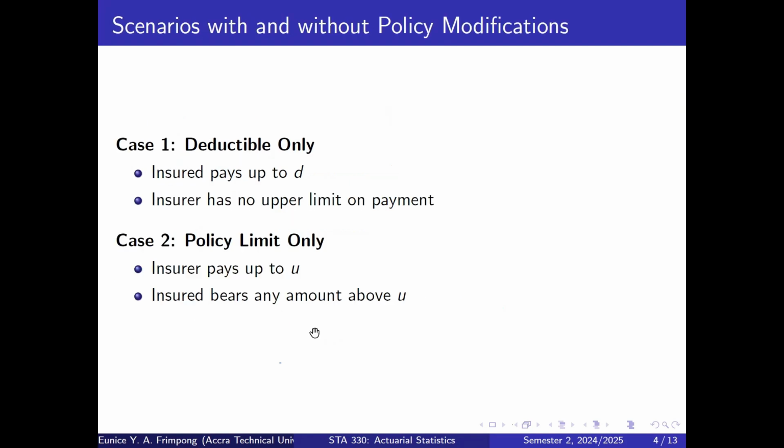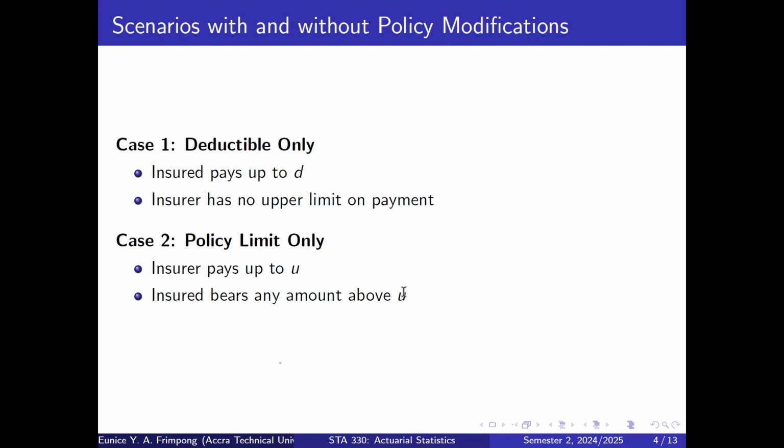Let's now consider two scenarios. Scenario 1, deductible only. The insured pays up to the deductible, and the insurer pays everything above that with no cap. For case 2, policy limits only. The insurer pays up to U, which is the policy limit, and the insured covers any amount that exceeds the policy limit. Each policy type shifts responsibility in a different way. You'll often see both used together in real-world insurance policies to manage risk more efficiently.